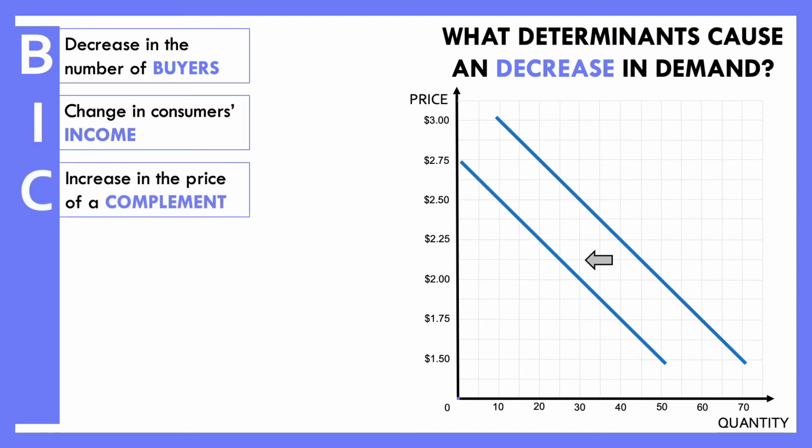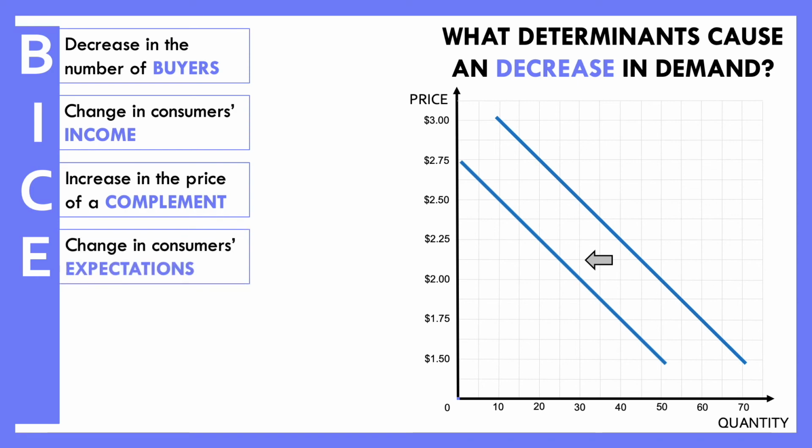C again is the price of a complement, but this is if the price of that complement goes up. Think about hot dogs and hot dog buns, right? Let's think about the demand for hot dog buns. If the price of hot dogs goes up, people aren't going to be buying as many hot dogs, and therefore they'd have no reason to buy hot dog buns. Hot dog buns do not have to change in price, but because hot dogs went up in price, hot dog buns are going to be in a lot less demand. Everybody's going to want to buy fewer hot dog buns.